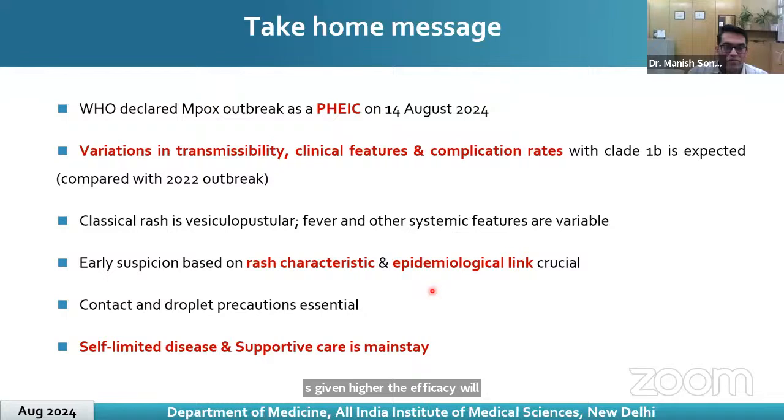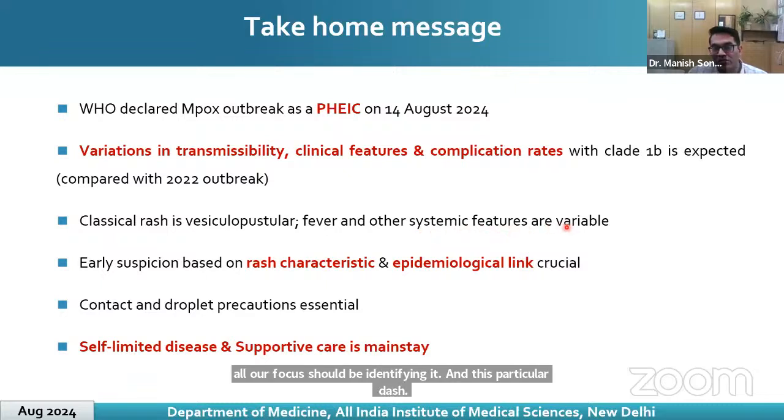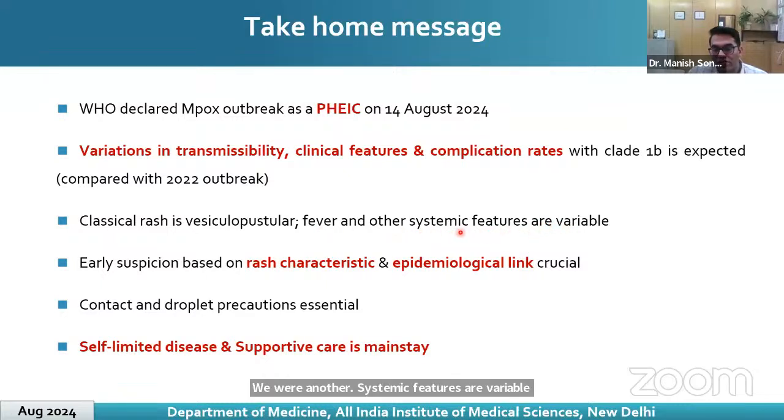So I will conclude with some messages. We have a public health emergency. We do expect variations in transmissibility, clinical features, and complication rates with this new clade. If we compare with our experience in 2022, the classical rash is vesiculopustular, and all our focus should be on identifying this vesiculopustular rash. Fever and other systemic features are variable. What proportion of patients will have these, we will see in some time.